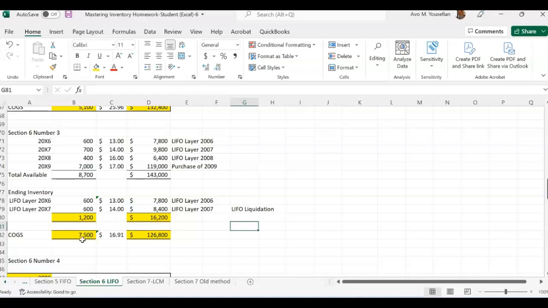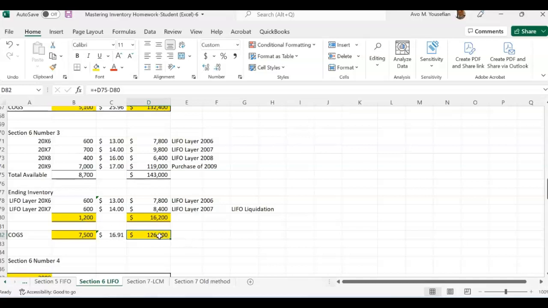Anyway, so here is the cost of goods sold, which is 7,500 units sold, right? And the dollar amount equals 143,000 minus 16,200, and that's $126,800. And that's the cost of goods sold. If you want to see how much every unit cost on average, that was about $16.91. But that's just management information if you want it.